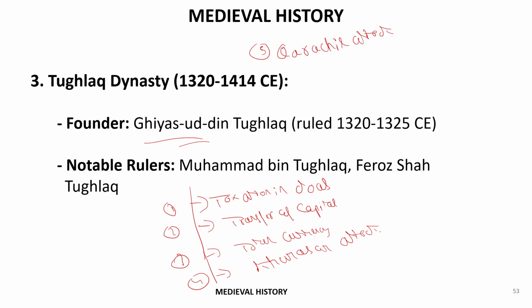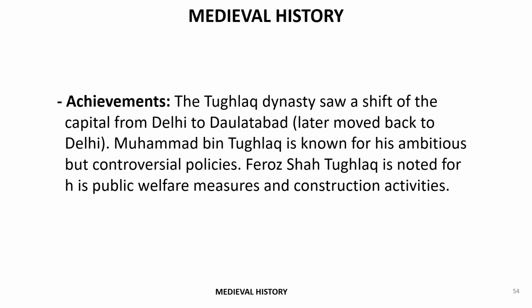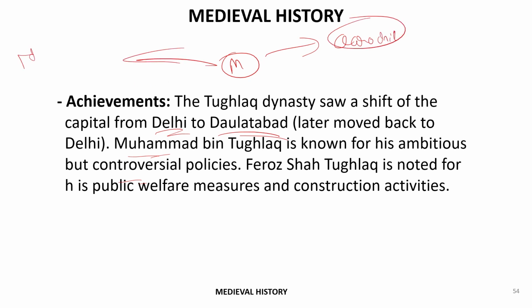Now let's move forward. Achievements, as I have told you, he shifted the capital from Delhi to Daulatabad. Second point is that Muhammad bin Tughlaq is known for his ambitious but controversial policy. Like, if this is Muhammad bin Tughlaq, he attacked Karachil in the east, failed. He attacked Khorasan in the west, but failed. Got it? Now let's move forward.